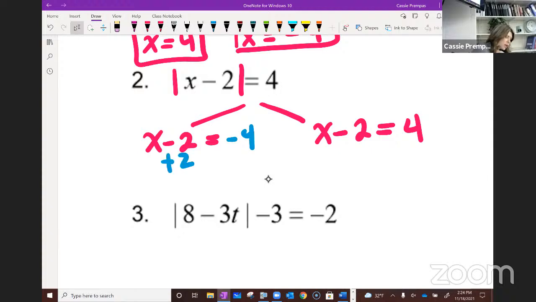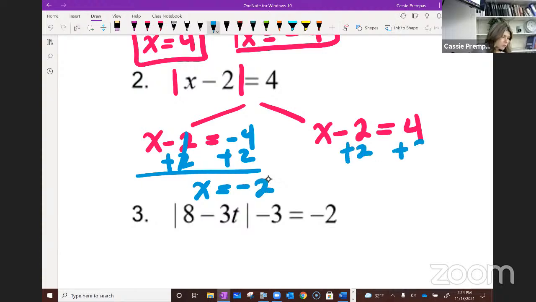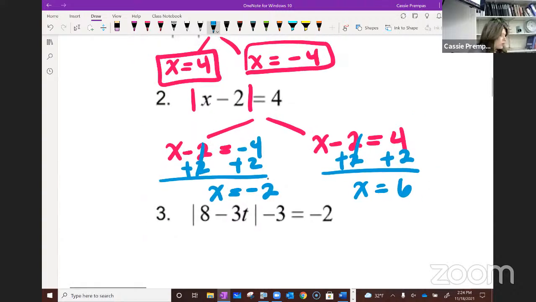And then we'd solve for x. So we'd add 2, and we get x is equal to 6. Add 2 to the other, and we get x is equal to -2. How could I check these? Good, plug them back in for x. So if I plug in -2, what's -2 minus 2? -4. What's the absolute value of -4? 4, so it works. If I plug in 6, what's 6 minus 2? 4, what's the absolute value of 4? 4, so they both work. They should both work as long as you've done your algebra correctly.